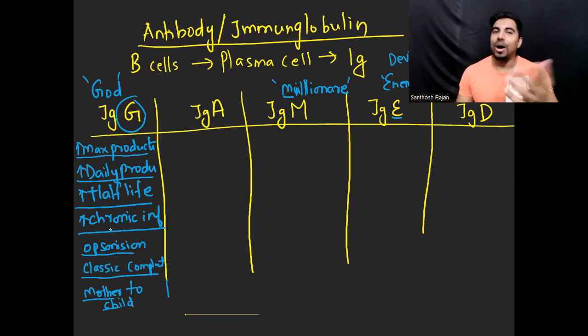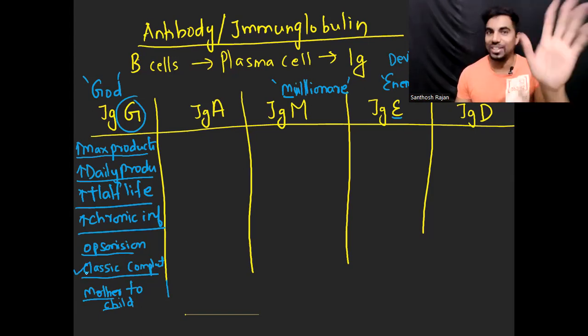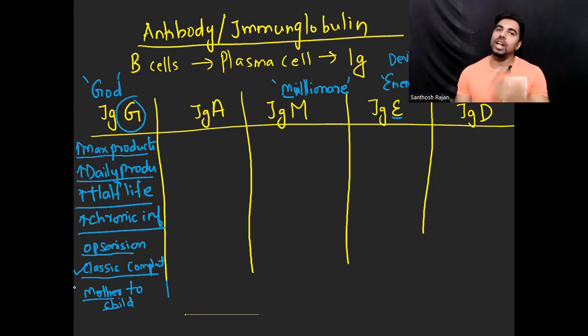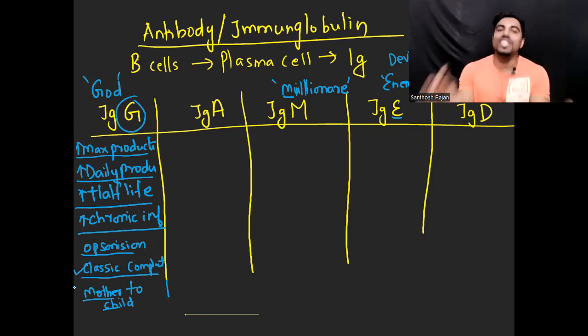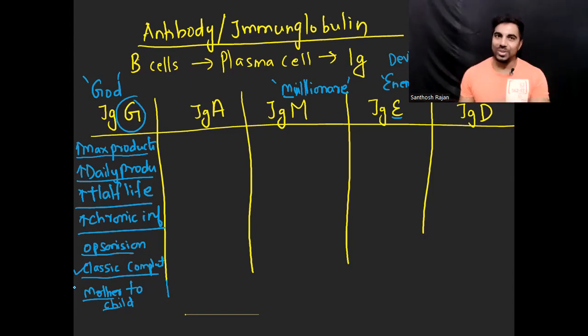And then opsonization. Classic complement, who gives a classic compliment? God needs a classic compliment, right? He is great, so we give a classic compliment to him. And mother to child, only God can give. Only God can give the children. Only God can give immunity to the children. You got it? Okay? Simple. G, you will not forget. Definite question from here, so you have to remember. At least opsonization, classic complement, chronic infection, these things, definitely you will have. It will be important, okay?